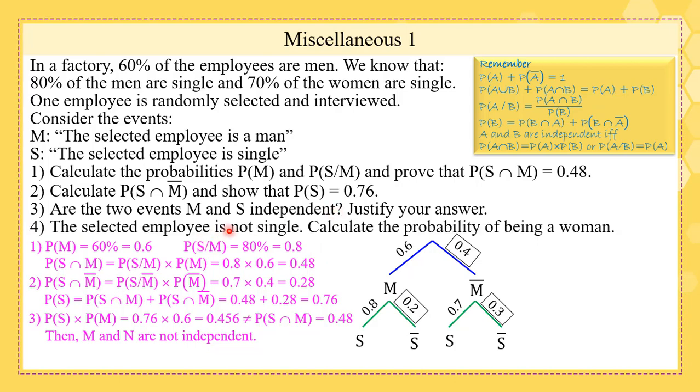Now the selected employee is not single. Calculate the probability of being a woman. Let's translate this verbal statement into probability. This is the probability of M bar given S bar, because we need the probability of being a woman. So this is M bar and it's not single, this is S bar. We apply the property, and for S bar intersection M bar, we didn't calculate it before, but it is calculated directly from the tree. This is M bar, which is 0.4, and this is S bar. And the probability would be half.